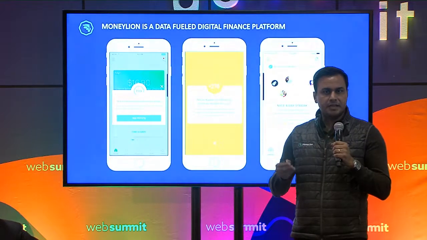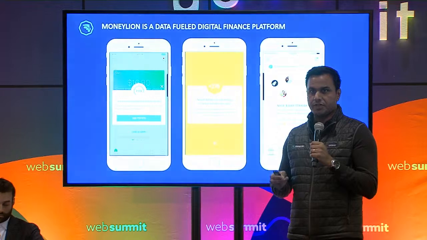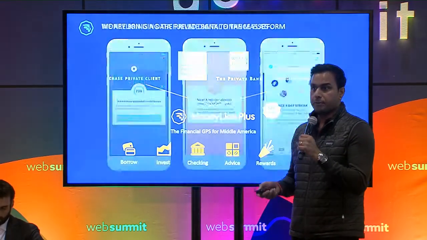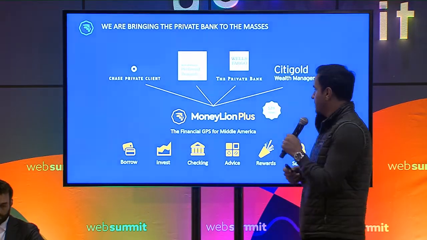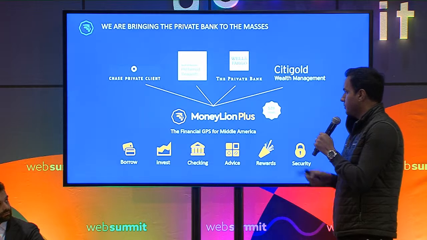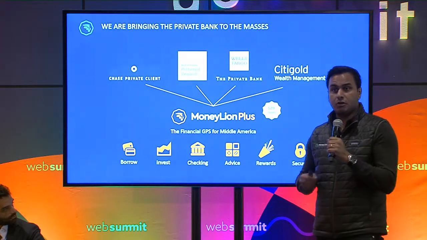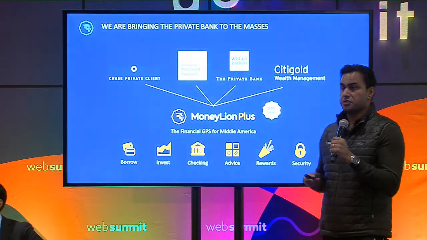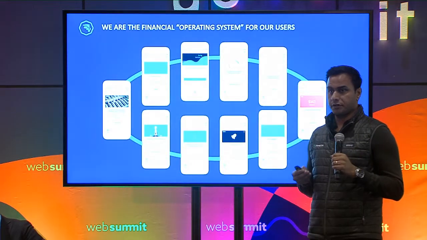If you think about the United States, the middle 70% of America doesn't have $2,000 in savings. That's our target addressable market in the US, where we really try to bring private banking-like solutions to the masses. So today, you can go onto the MoneyLion platform, you can borrow, you can invest, you can look at your checking account, you can get advice, all driven through artificial intelligence and machine learning, and you can see rewards and security. We want to build the financial operating system for our consumers.